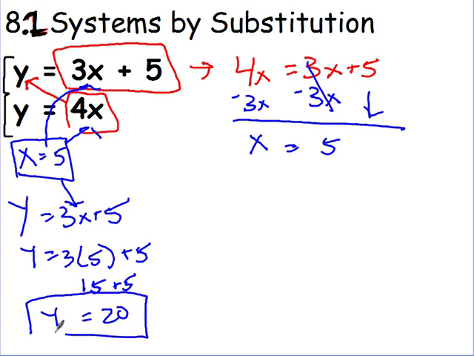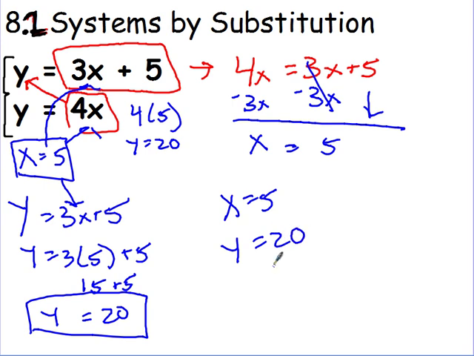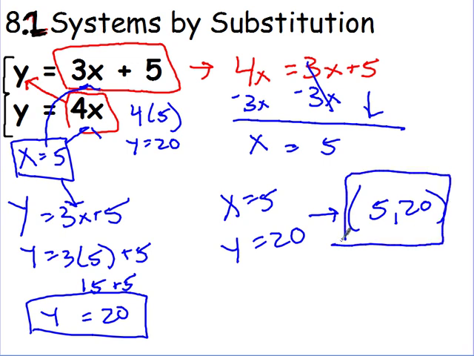Okay, perfect. If I had plugged in 5 for x in this equation right here, this would just be 4 times 5. What's 4 times 5? It's 20. So no matter what, I get the same thing, y equals 20. So the solution to this system is x equals 5 and y equals 20. Or we always like to write that as an ordered pair. This is the point where those two lines cross. They cross at the point (5, 20).